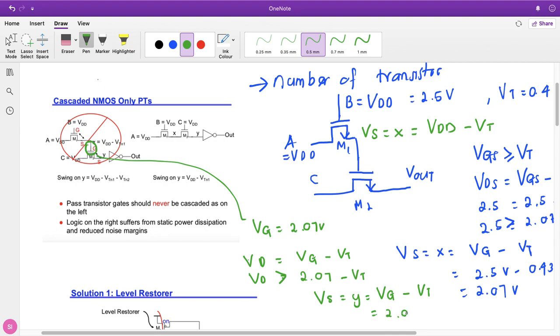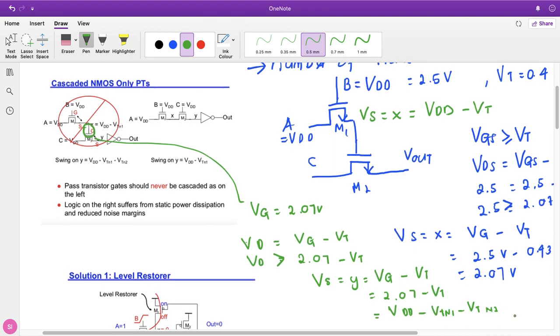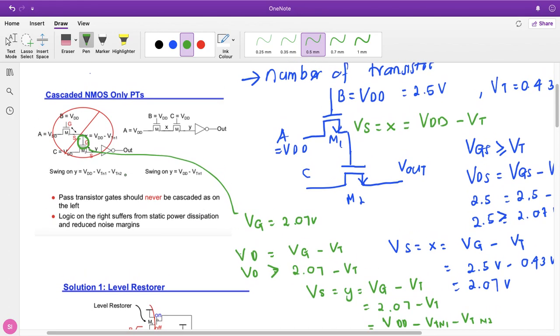So 2.07 minus Vt, or we can claim this as the VDD value minus Vtn1 minus Vtn2. So actually, this pass transistor should never be cascaded as on the left, because the value of the output voltage will be declined to near half of the VDD.